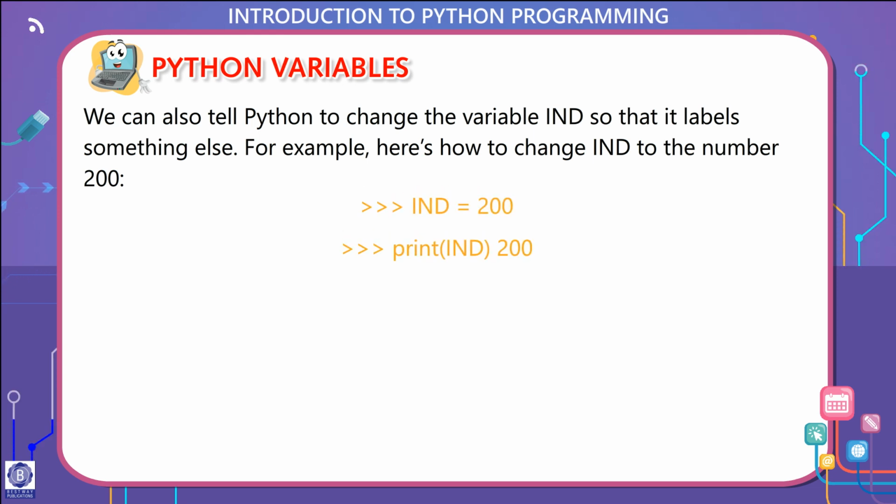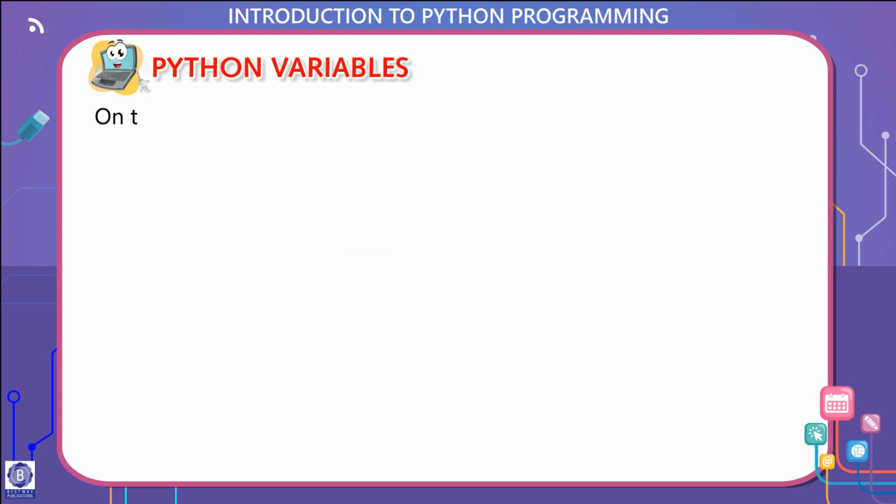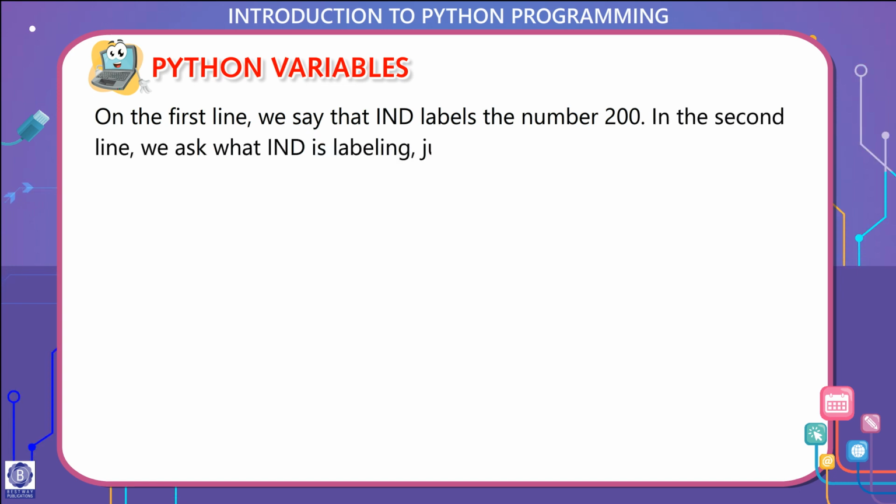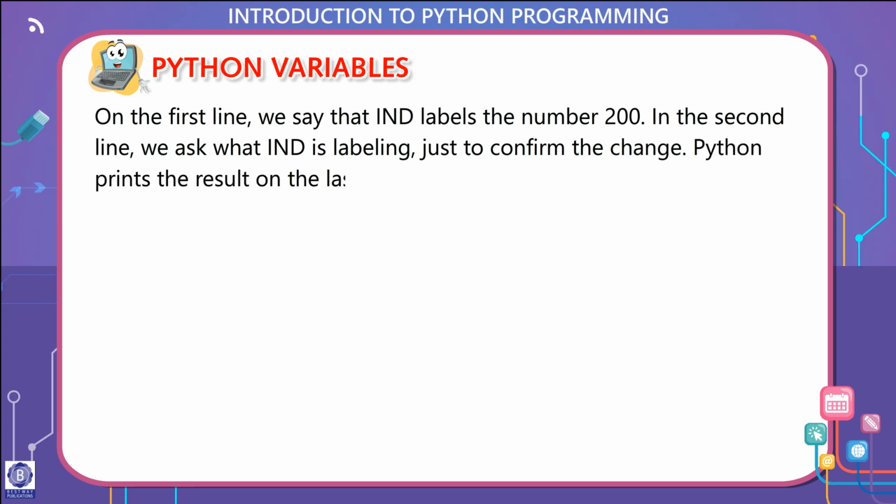print(int) gives 200. On the first line, we say that int labels the number 200. In the second line, we ask what int is labeling. Just to confirm the change, Python prints the result on the last line.